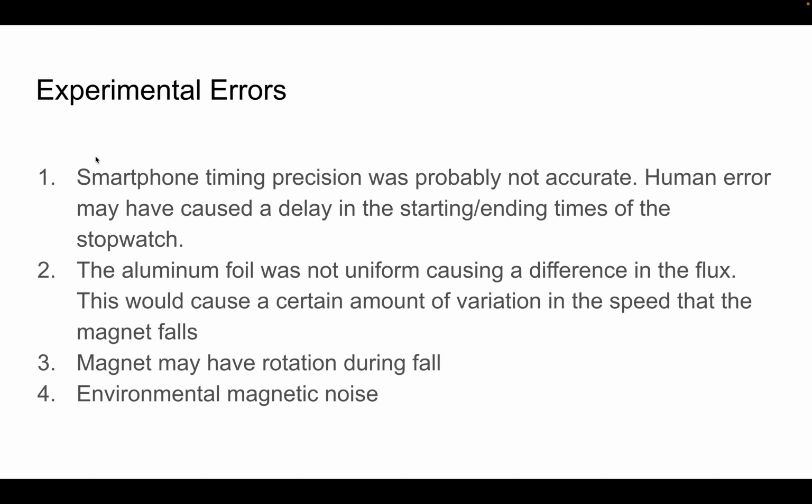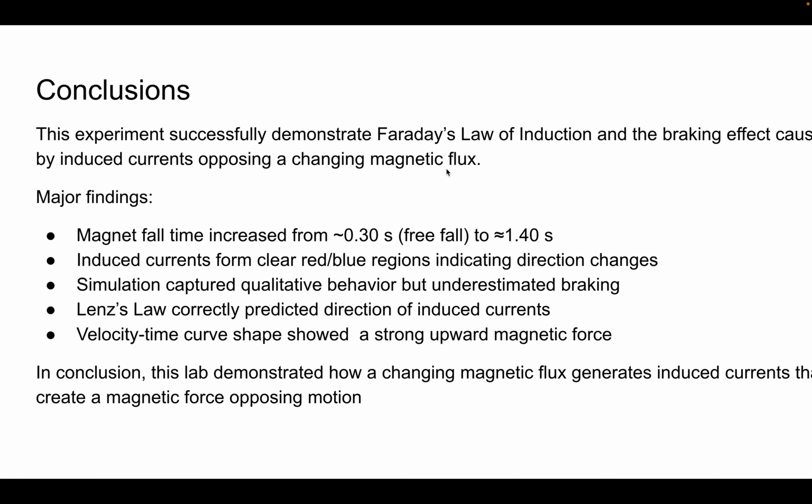Some errors that we found were that smartphone timing precision was probably not accurate. The aluminum foil was not uniform, causing a difference in the flux. The magnet may have rotated during the fall. There was also environmental magnetic noise.